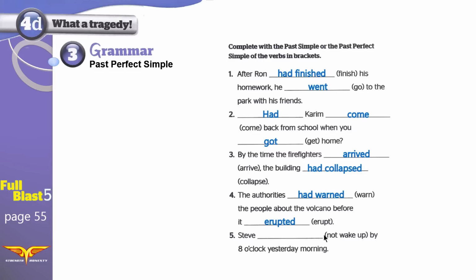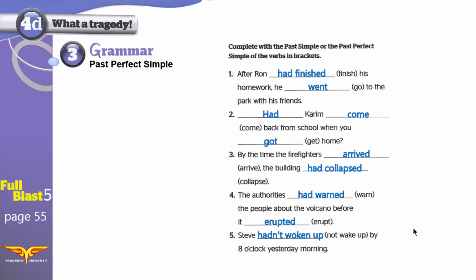5. Steve not wake up by 8 o'clock yesterday morning. Now notice we are using by, not at. By is not like at. They are different. When I say I woke up at 7 this morning, that means at exactly 7. But if I tell you that I had woken up by 7, that means before that. Like for example, an accident happened today at 7 in the morning. And my neighbor asks me if I was asleep, and I tell him no, I wasn't asleep at 7. I had woken up by 7. That means I was already awake at 7 o'clock. I wasn't asleep. Hadn't woken up.